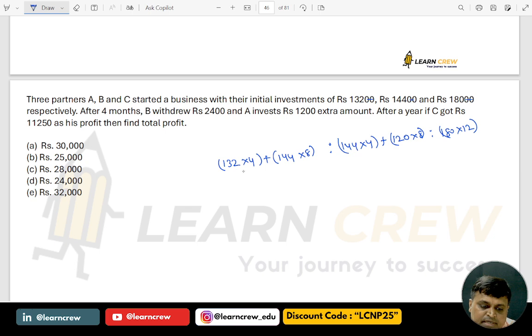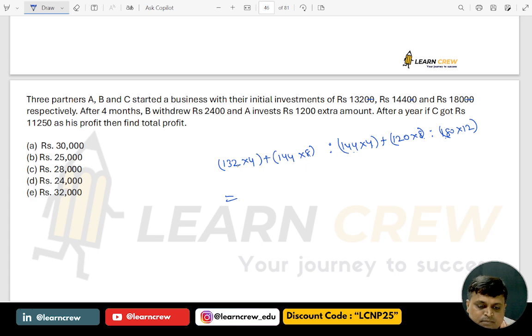So what is the ratio you are going to get? 132 into 4 plus 144 into 8, 144 into 4 plus 120 into 8, and 180 into 12. If you simplify here, how much are you going to get? Please do. 4 to the 8.